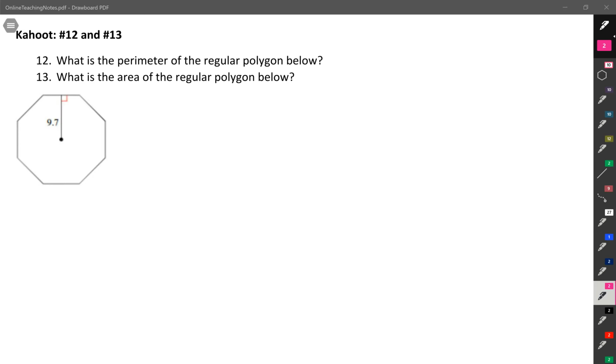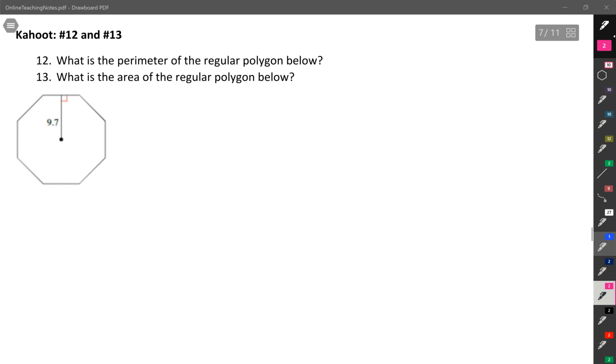Now, if you got one of the last two problems wrong, here's an explanation as to how to do it. Number 12 asked you to find the perimeter of the regular hexagon, and then 13 asked you to find the area of that same regular hexagon. The perimeter actually helps you find the area for number 13 if you recognize that.